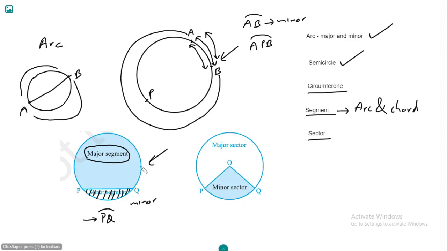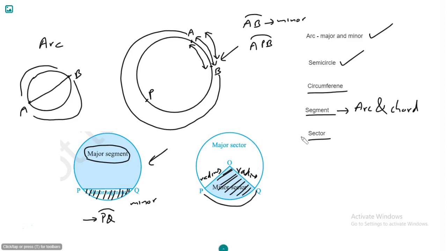So that's segment. Another term is sector. A sector looks like a slice of pizza. That's an easy way to remember a sector. A sector is the area between 2 radii. So this is one radius, this is another radius of the circle, and the corresponding arc. This area is called a sector. Now as in the case of arc and segment, you have major and minor sectors as well. The small sector is called a minor sector, and the other sector is called major sector.